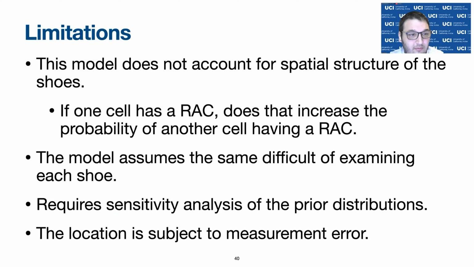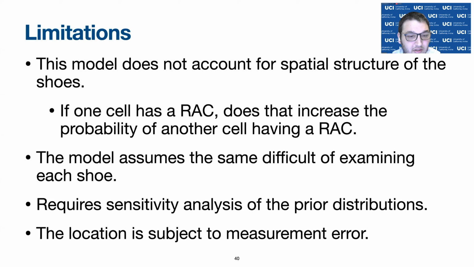So there are still limitations to this model. The first being that we're still not talking about the spatial structure of the shoe. This is the assumption that each cell is independent, but that might not be the case. If there's a rack in one cell, do surrounding cells have a higher chance of having racks? As you saw, there were certain areas on the shoe where that might be the case. We're also assuming the same difficulty of each examination of the shoe.